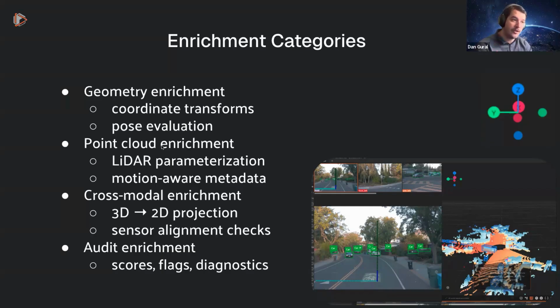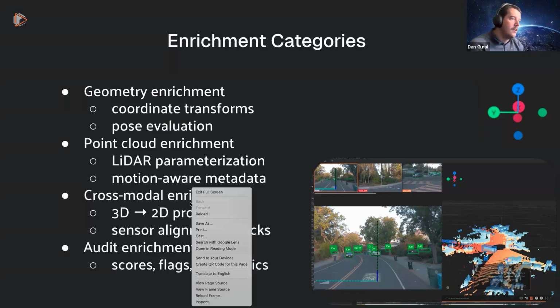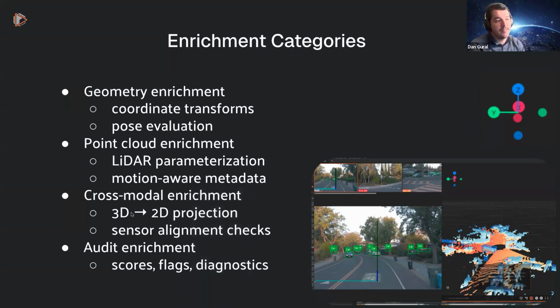We can also help with point cloud enrichment, which I just mentioned, motion-aware metadata to help fill in gaps for certain things like what frames you're in, if you're in the ego frame, sensor frame, as well as some other stuff as well. We also have cross-modal enrichment for things like 3D to 2D projection of cuboids, as well as sensor alignment checks, as well as much, much more we're adding in for audit enrichment to help make the audit even better than it was before.